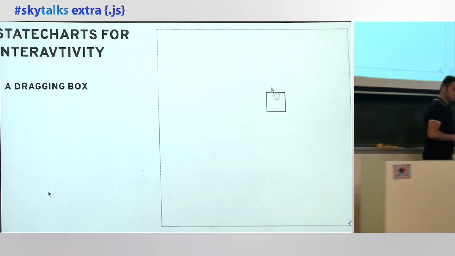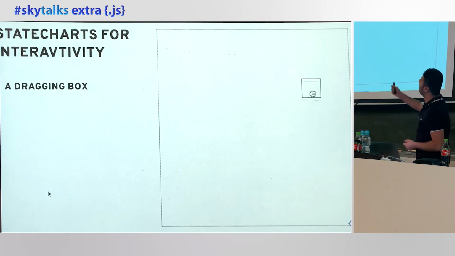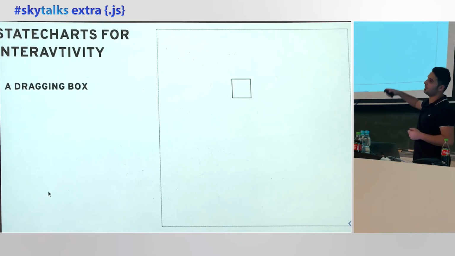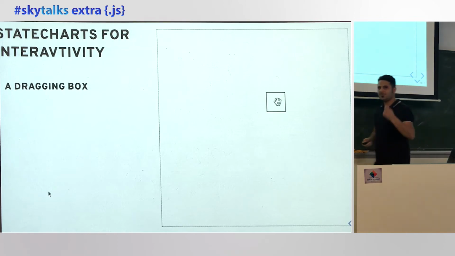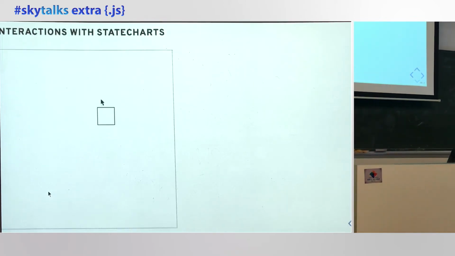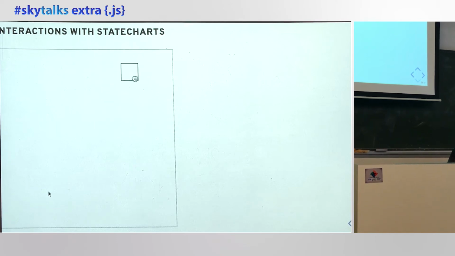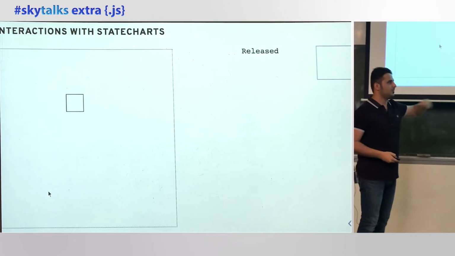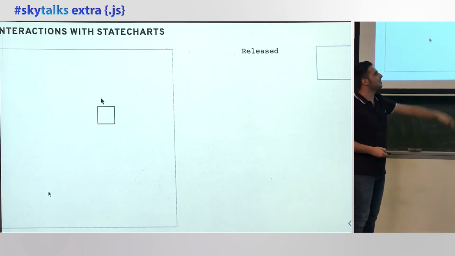But let's see these state charts. How do they mature with interactivity? What if I want to drag a box in a container and I want to model it in a state chart? So how would you think about that final state in case of this interactivity? So in case of an interactive box, you can say that the box is released initially. You just release it, it's there.